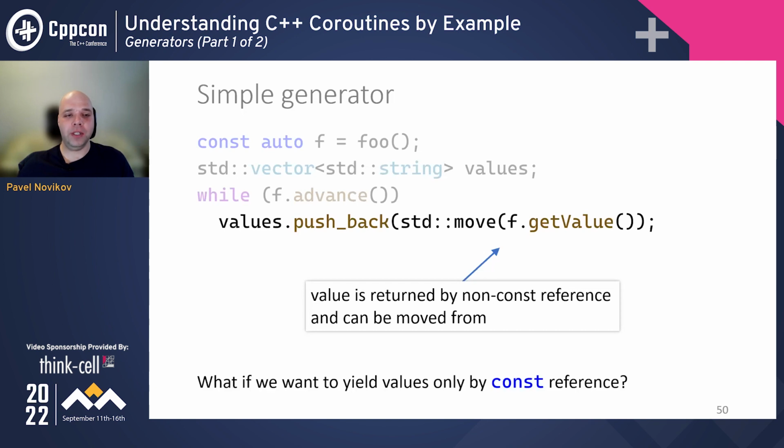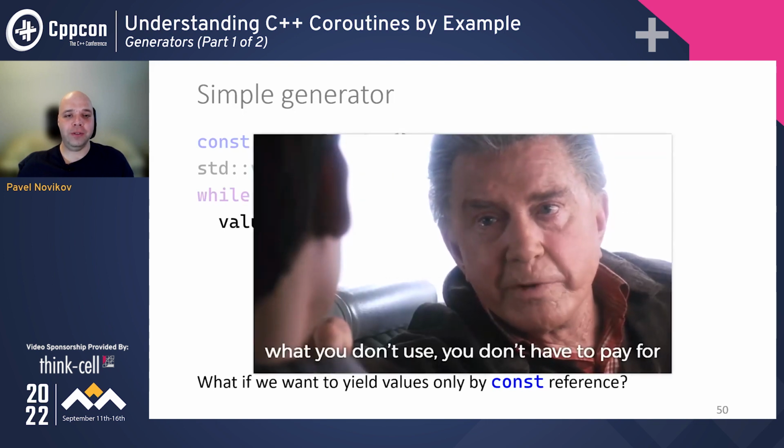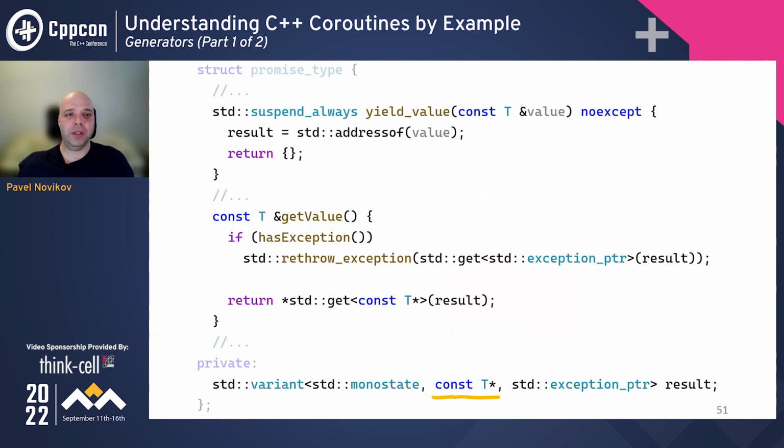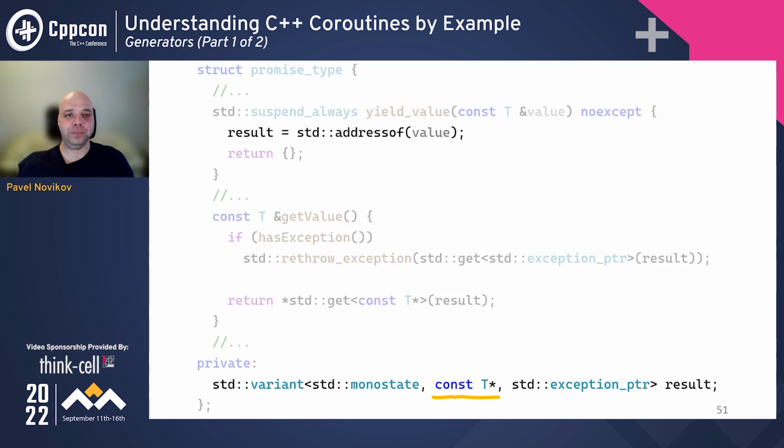But what if we want to only yield values by const references, not by non-const references? And you know, zero overhead principle, and of course we can do that. We can define a specialization of our generator, in which case we have only one overload for yield value, which receives the yielded value by const reference. In this case, instead of just copying the value, we store a pointer to that value.